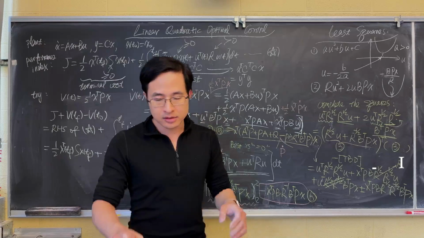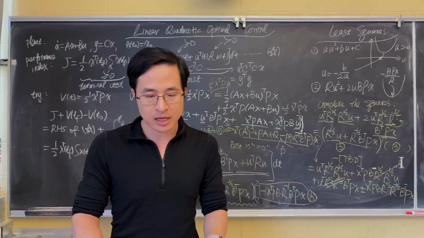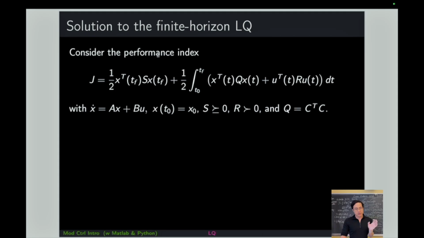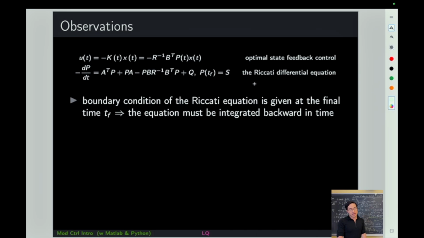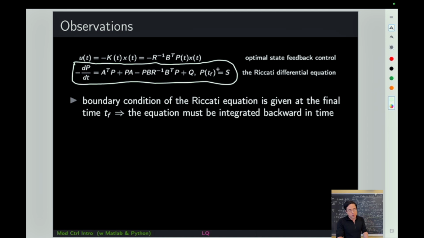Okay, so I've introduced all the core steps. Let's review the results on the screen a little bit. We are considering the performance index. This is so-called the finite horizon LQ. The optimal control feedback law and the Riccati equation, they can be solved by numerical tools, both in Python and the MATLAB. This Riccati equation here, this is the ordinary differential equation, you can see, about P. And then we have the boundary conditions. We know the boundary value of this P matrix at TF. So we can do numerical integrations and obtain P from there.